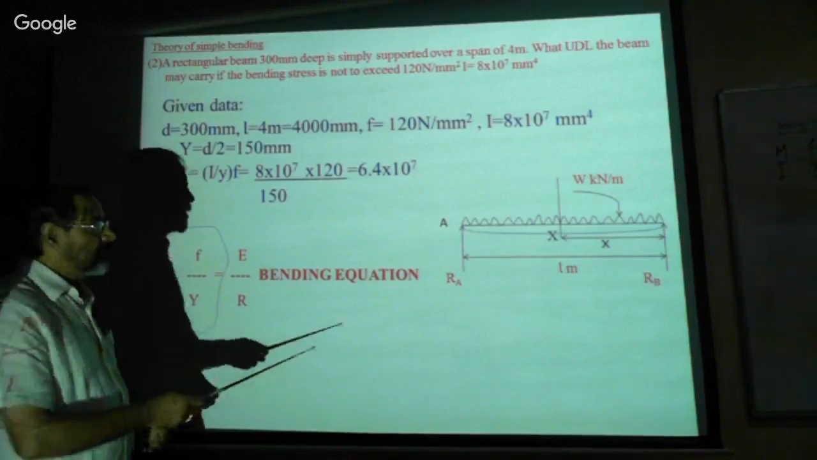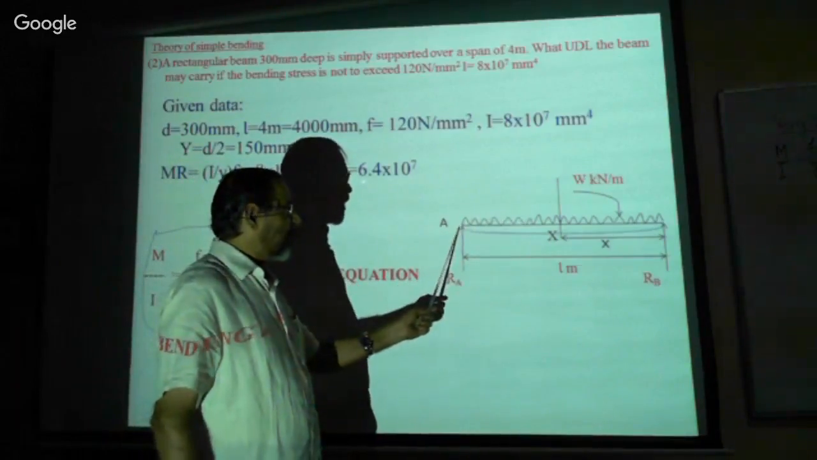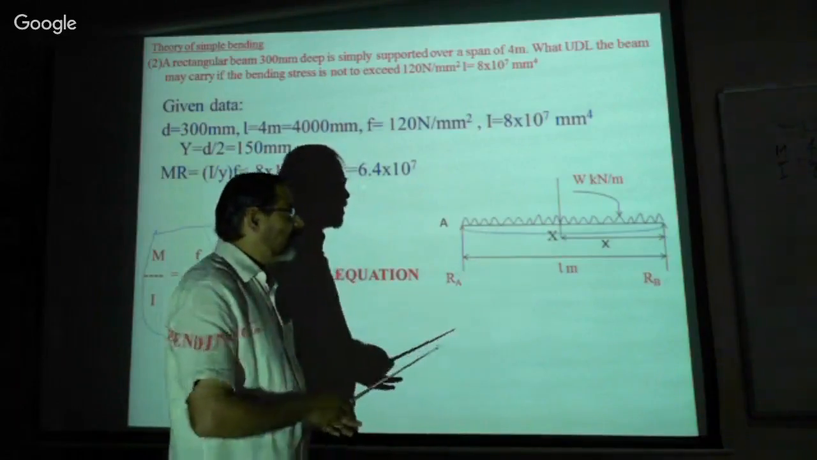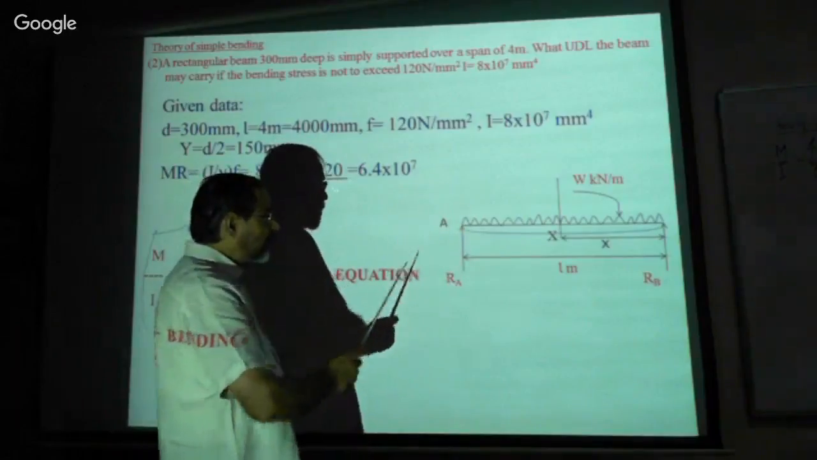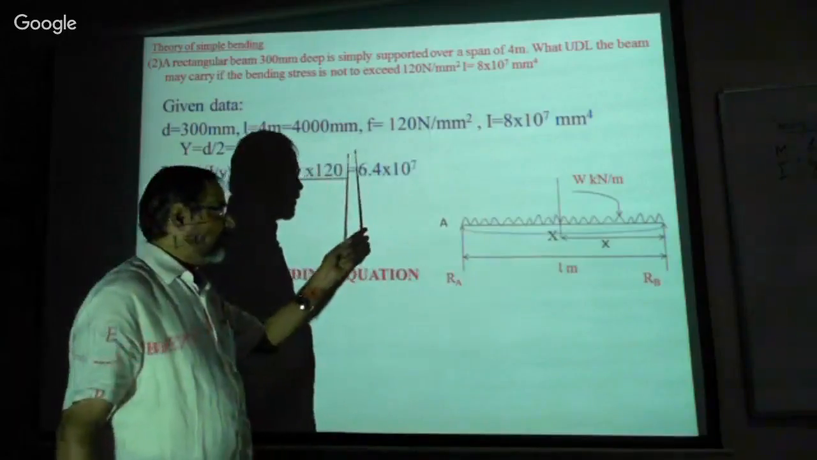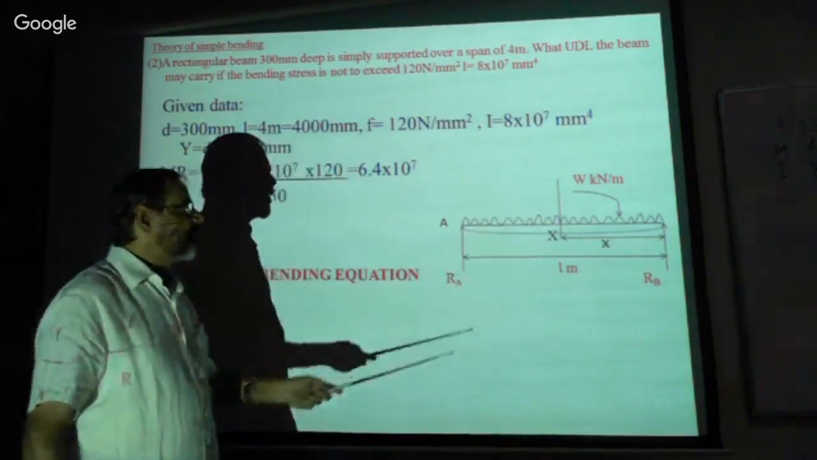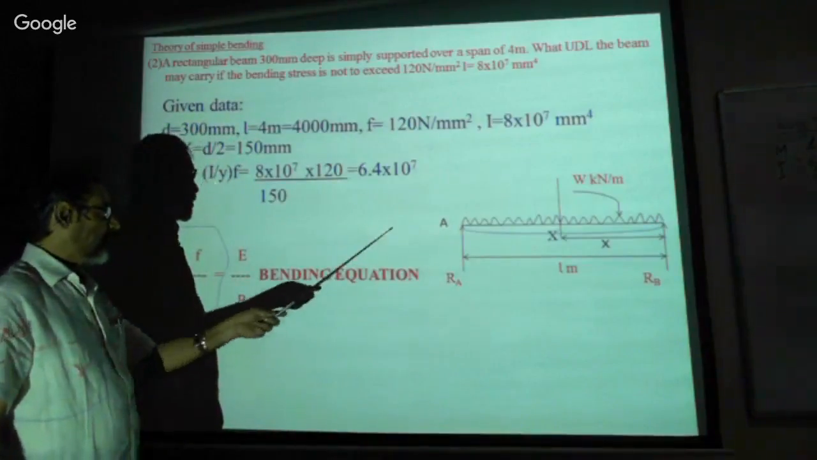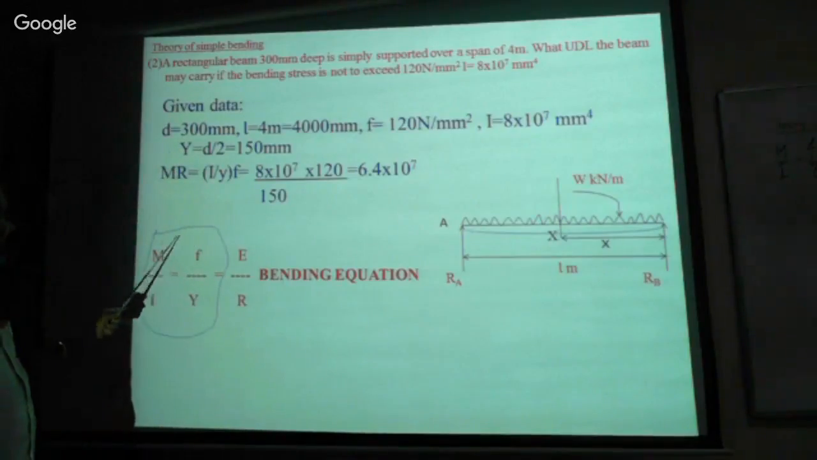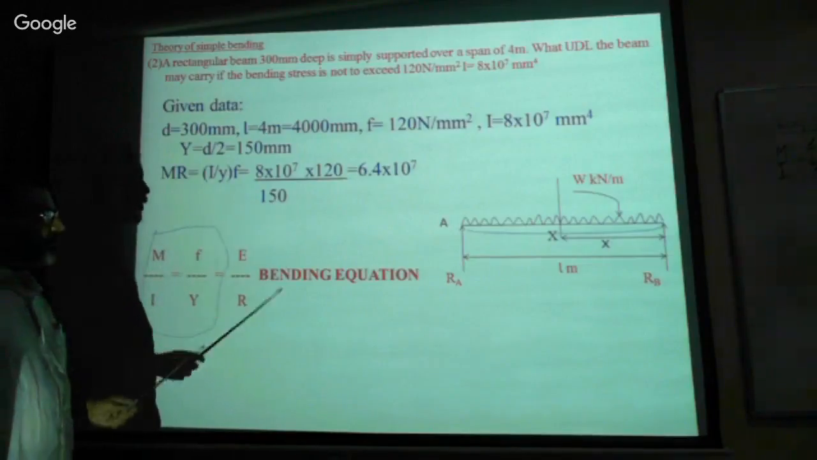We have already discussed at length how to calculate the bending moment and how to draw the bending moment diagram. Now let us assume that W kilonewton per meter is the load that can be applied on this beam, isn't it? We don't know. Now let us calculate all the data and substitute into this. Now we will get the load, isn't it?